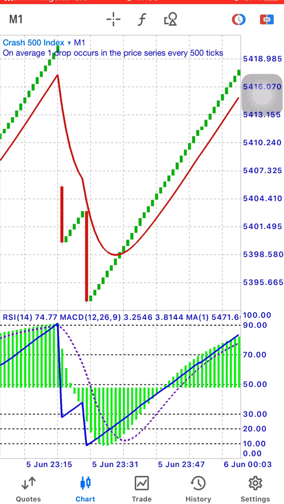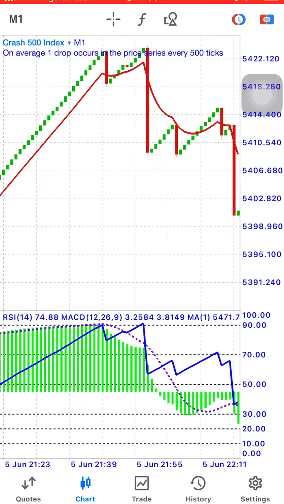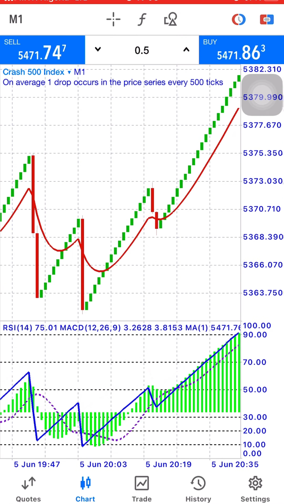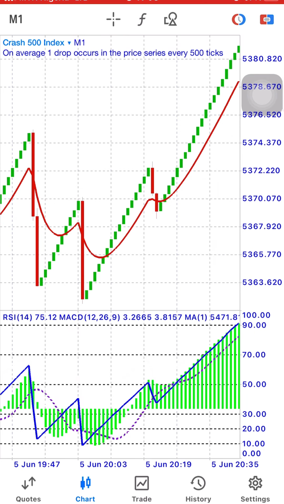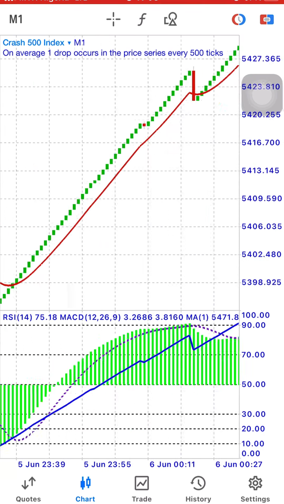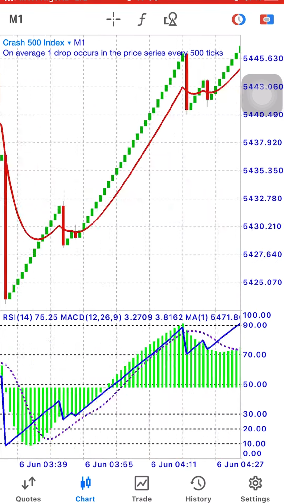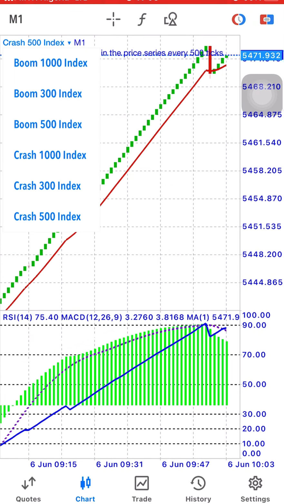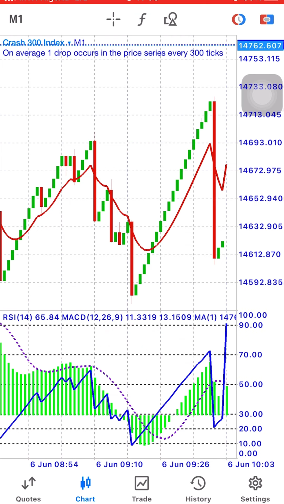So you can go on and on, looking for these positions. If you can maintain these positions, you just have to be patient. If you can maintain all these positions, only these ones, I don't think you run at any loss. Then that was Crash 500. We can check Crash 300.